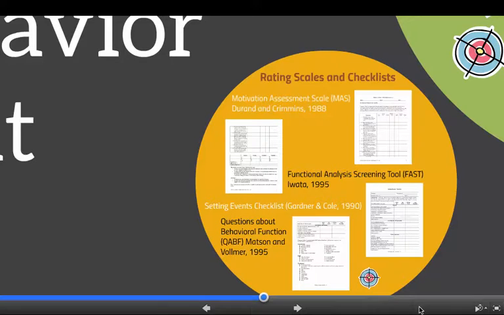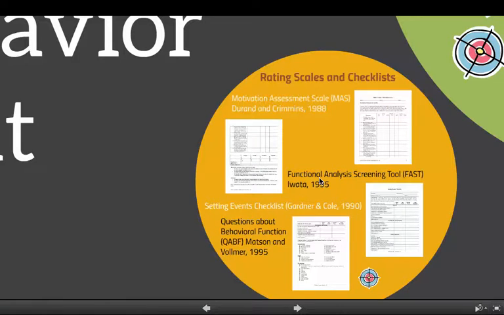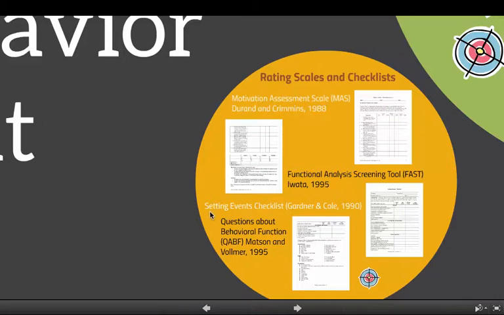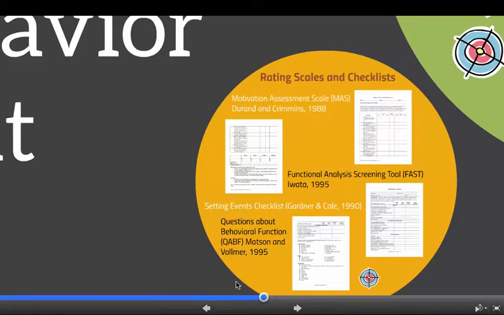A similar tool is what's referred to as the Functional Analysis Screening Tool, also known as the FAST, and that was developed by Dr. Brian Iwata, who I introduced earlier today, in 1995. Another tool, one that I find extremely helpful, is the Setting Events Checklist by Gardner and Cole, developed in 1990.